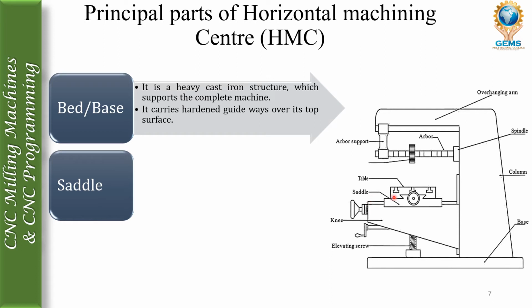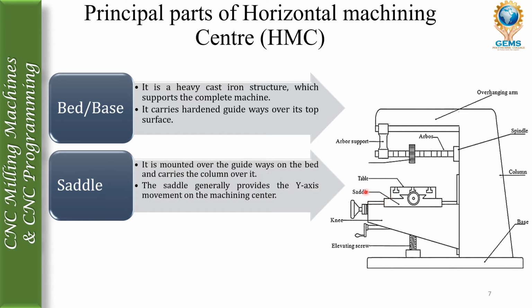Next comes the saddle. Here is the saddle. It is mounted over the gateways on the bed, guided using the elevating screw, and these are the gateways. This saddle is mounted over the gateways on the bed and carries the column over it. The saddle generally provides the y-axis movement on the machining center. It is the same as the VMC, that is, the vertical machining center. The saddle movement is used for the y direction movement.